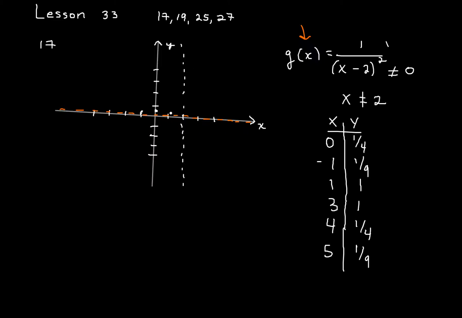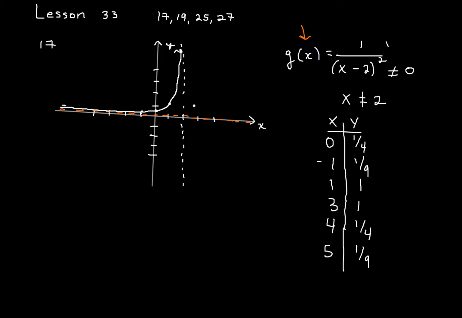If I put a 1 in, I'm going to get 1. And the same thing is going to happen. This side of the graph is going to look like this. It's always going to be approaching that orange line but never hitting it. And it's always going to approach this asymptote, but it's never going to hit it.